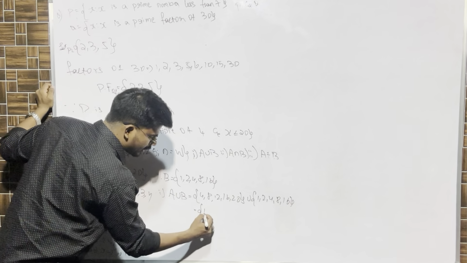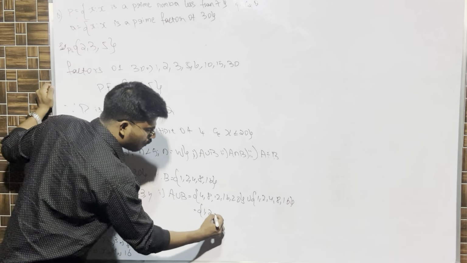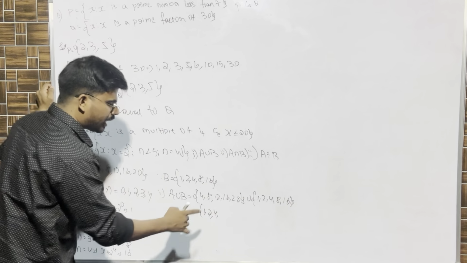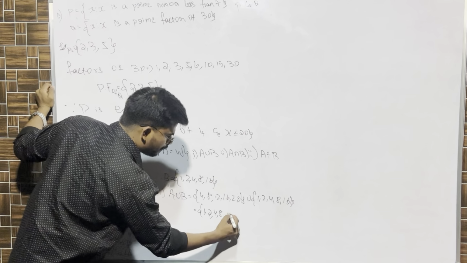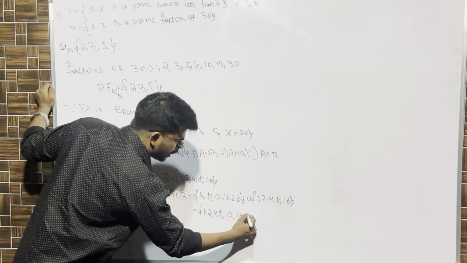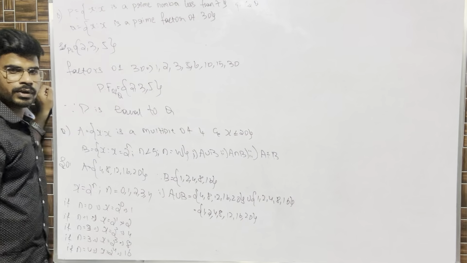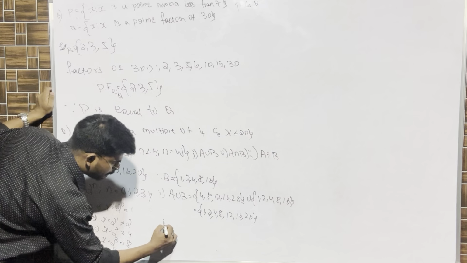Starting from 1, 1 is the smallest. 2 is the next number. 4 is there in both the sets, but I am writing once. 8 is there in both the sets, but I am writing only once. 12, 16, 20. Right? A union B.